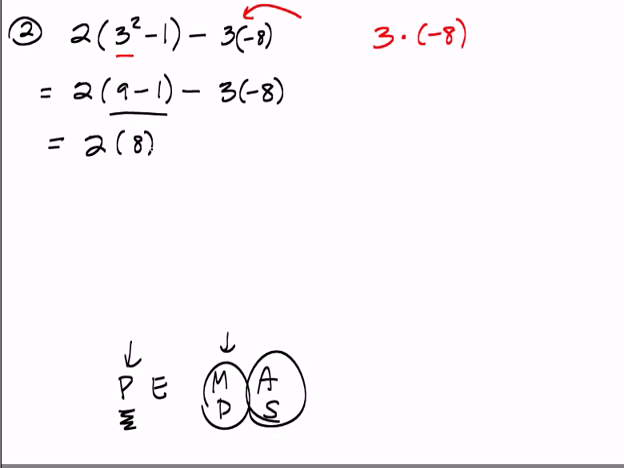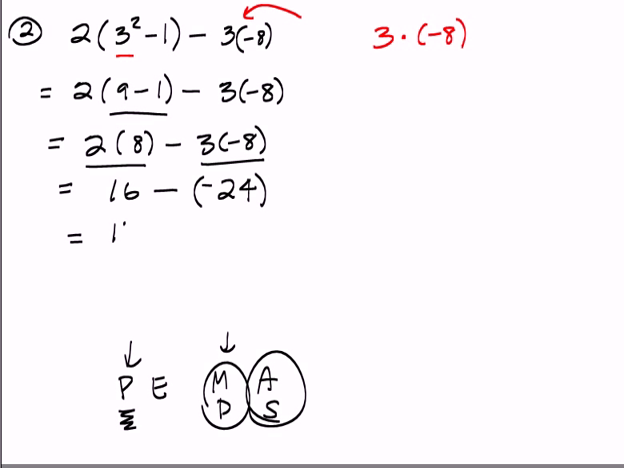2 times 8 minus 3 times a negative 8. So we've got multiplication, subtraction, multiplication. We can do both of the multiplications at the same time. 16 minus, and what is 3 times a negative 8? A negative 24. And I'm going to include parentheses, cosmetic, just to set those 2 minus signs apart. So we know when you've got subtraction, you can change it to addition by changing the sign of the number that follows. So 16 plus 24, we get a positive 40.